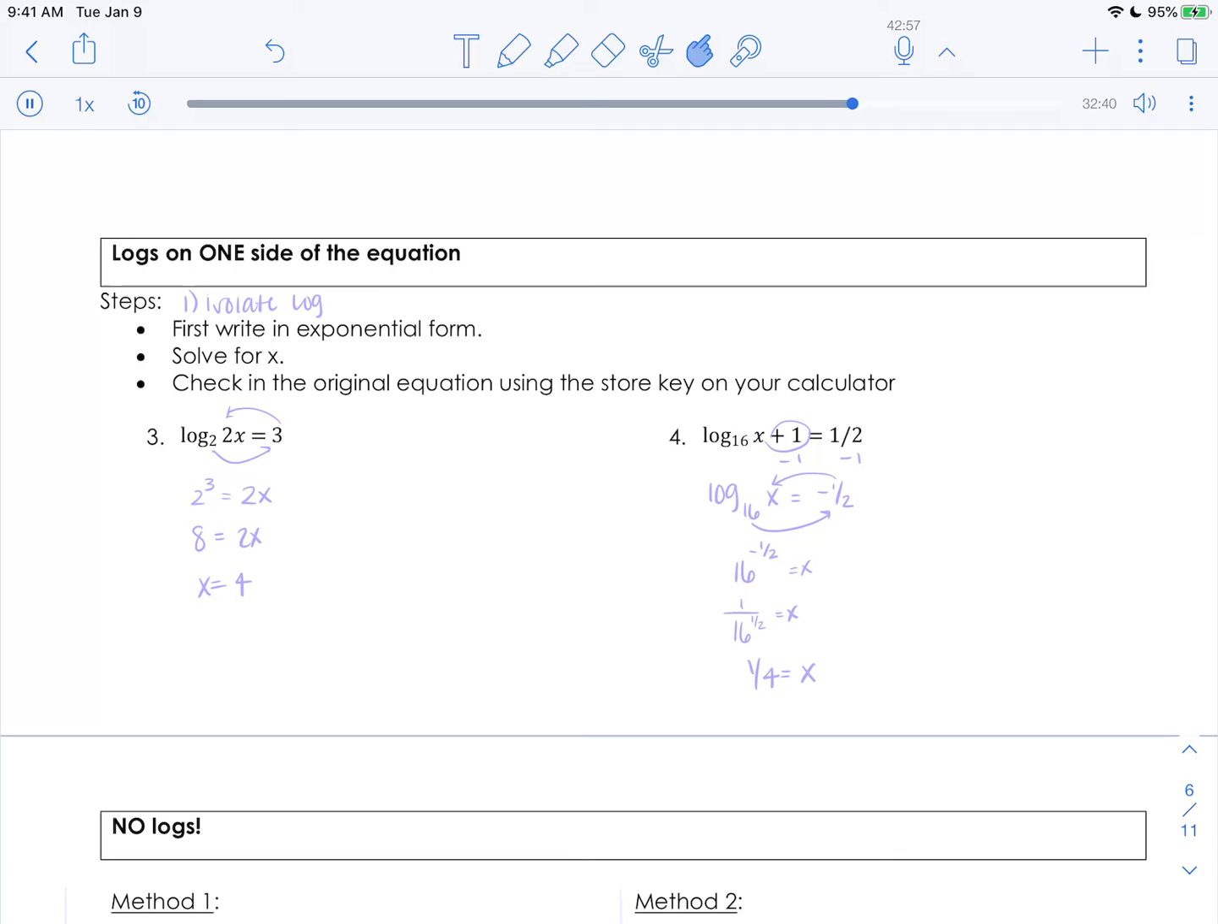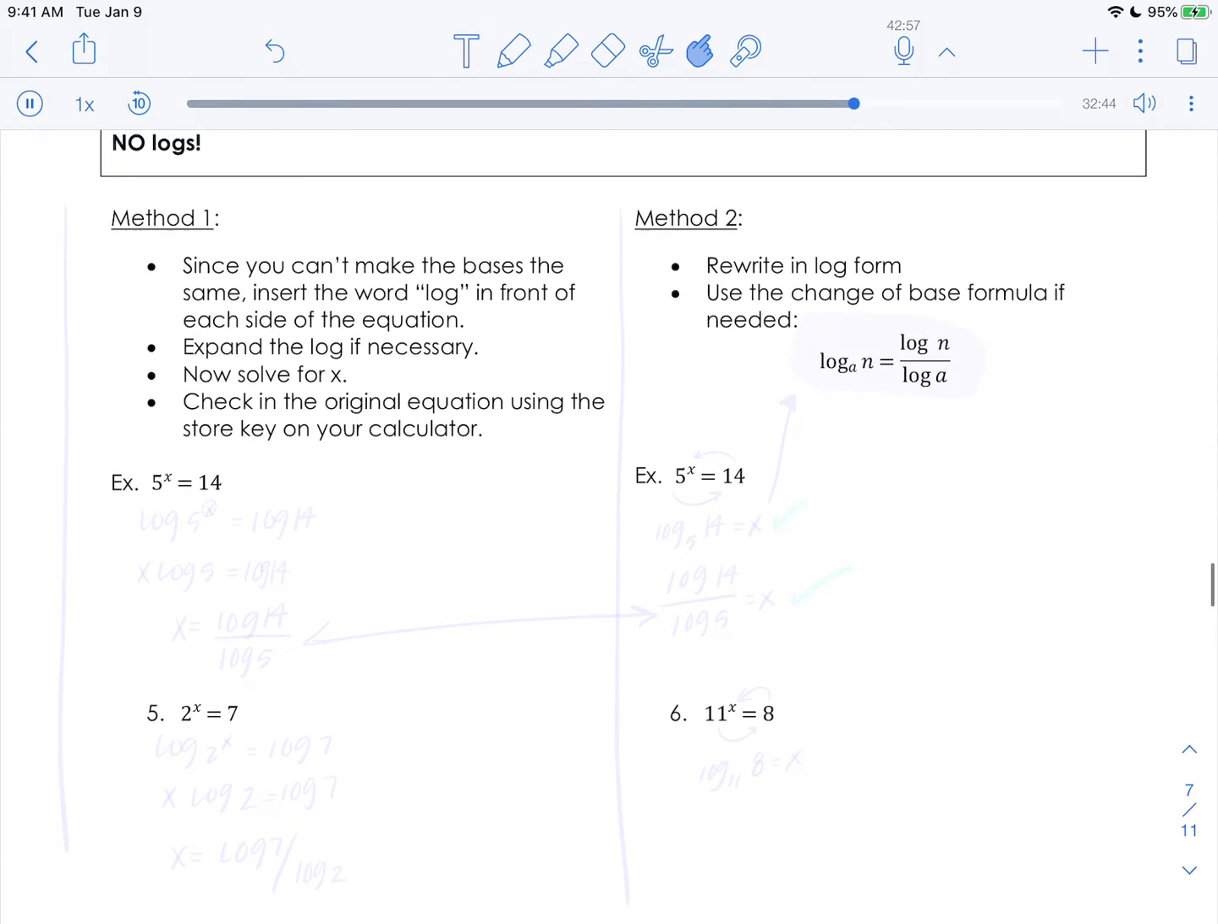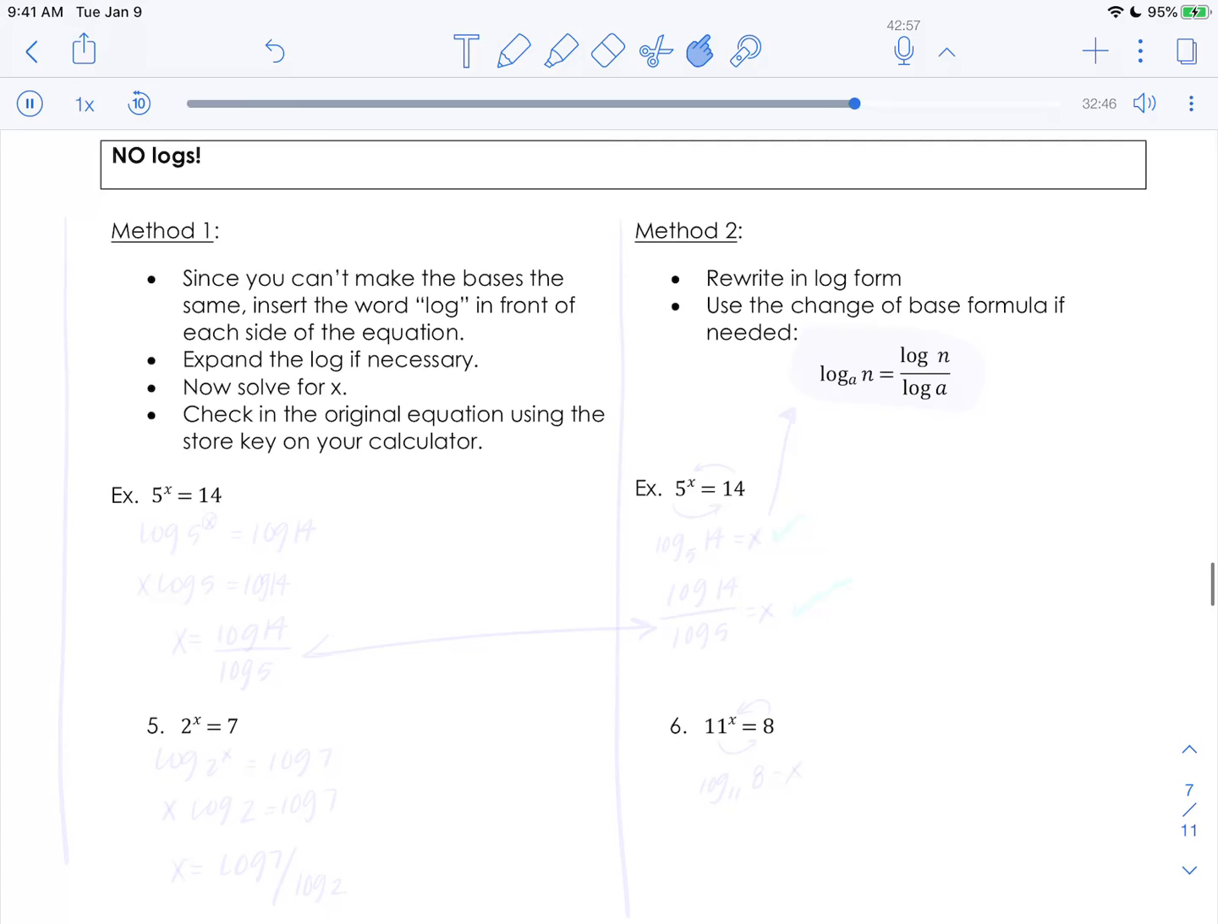Okay. Last type is when there are no logs, and you just have exponents. So there's 2 ways of doing this. There's method 1, and then there's method 2. These problems are going to be done with method 1. I'm just going to split the paper in half, and so we'll have method 1 and method 2, and then examples for each of them.